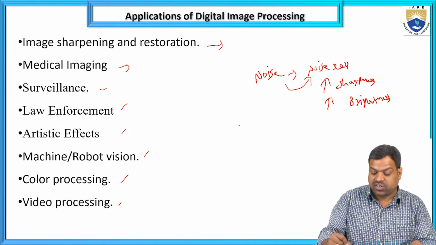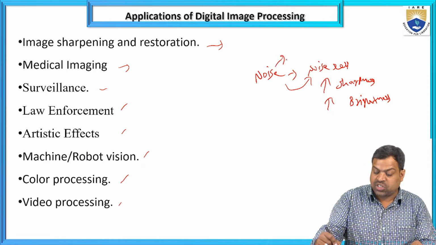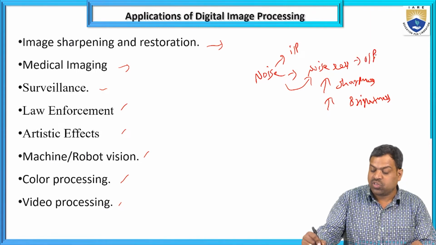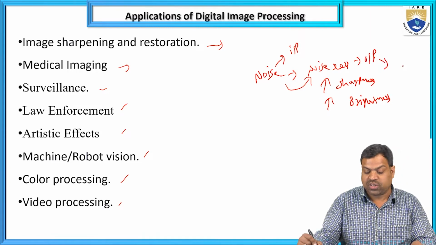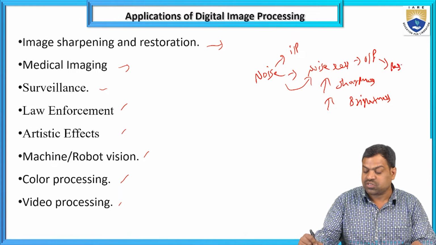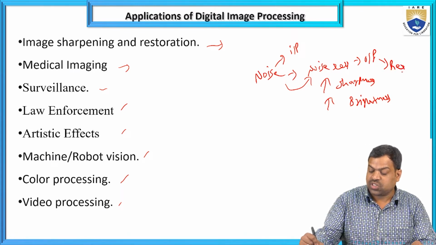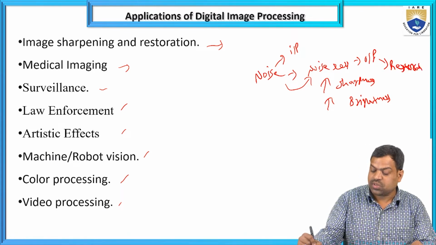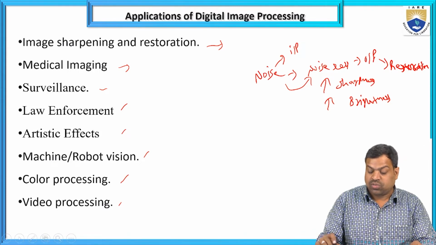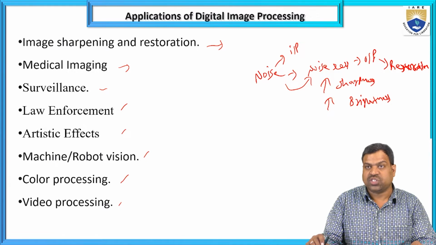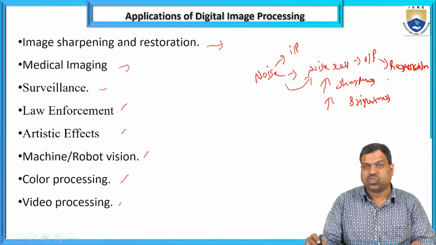And suppose my noisy image is the input and the noiseless image is the output. The final output, where we are storing it, that is called image restoration. So, the input image is a noisy image, the output is a noiseless image, and the output image I have to store. Where we have to store? That is image restoration.